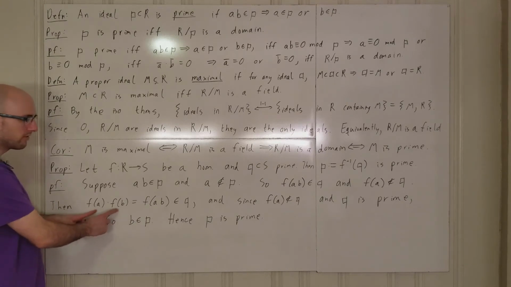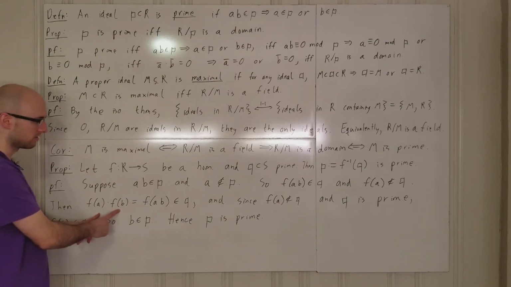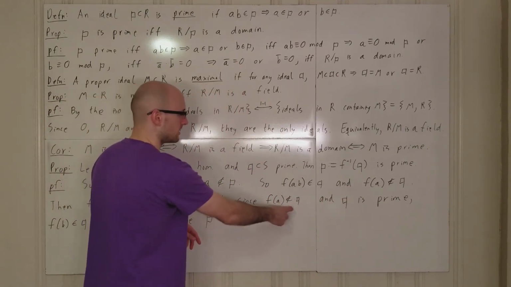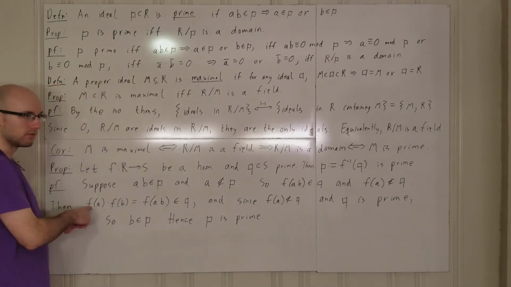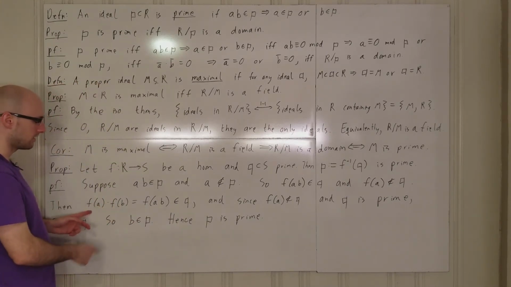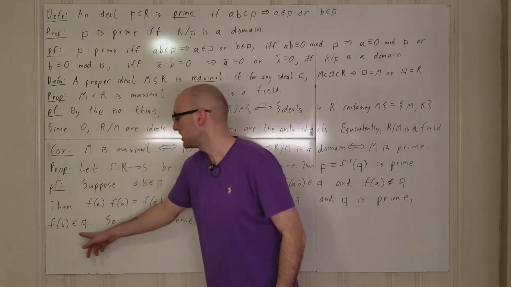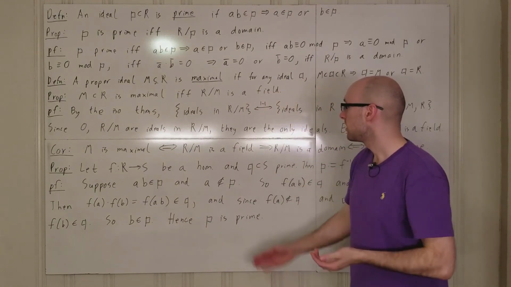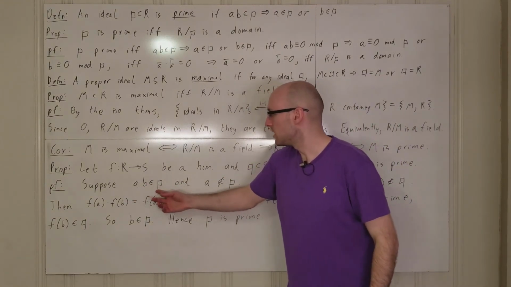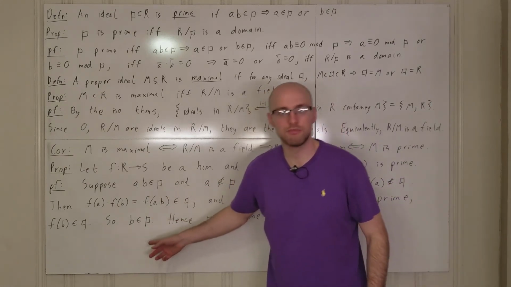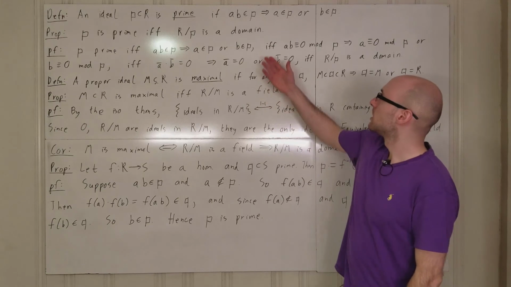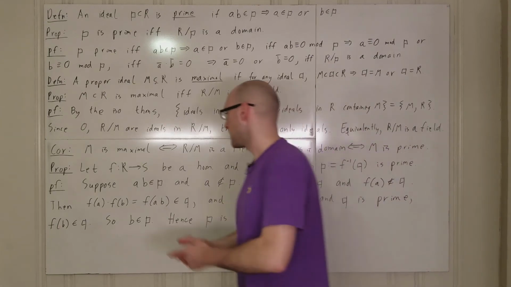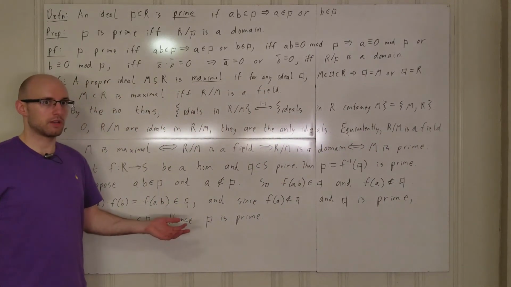So we multiply these two things together, and this is in Q. And Q is prime, so one of these two is going to be in Q. But because of this, we know that F of A is not in Q. And if one of these two has to be in Q and this one's not in Q, then this one has to be in Q. So F of B is in Q. But that's the same as saying that B is in P. So if AB is in P and A is not in P, then B has to be in P. Or in other words, if AB is in P, then one of either A or B is in P. And that's what it means to be prime. And so P is prime.